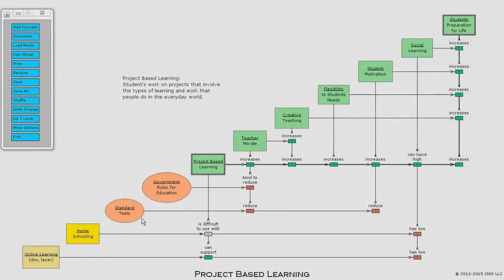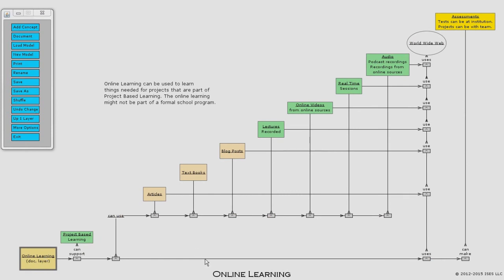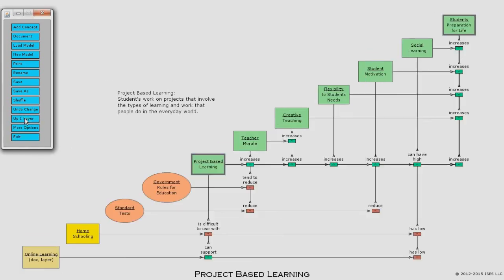In addition, every concept can have its own diagram called a layer. Just double-left-click a concept to open a diagram for it. I will double-click online learning. Now we have an online learning diagram with its concepts. And any of these concepts can have their own diagram. So this allows you to have as many interconnected diagrams as you want, allowing you to create models for very large projects. We can go up a layer by clicking the up one layer button, and then we're back to the original project-based learning diagram.